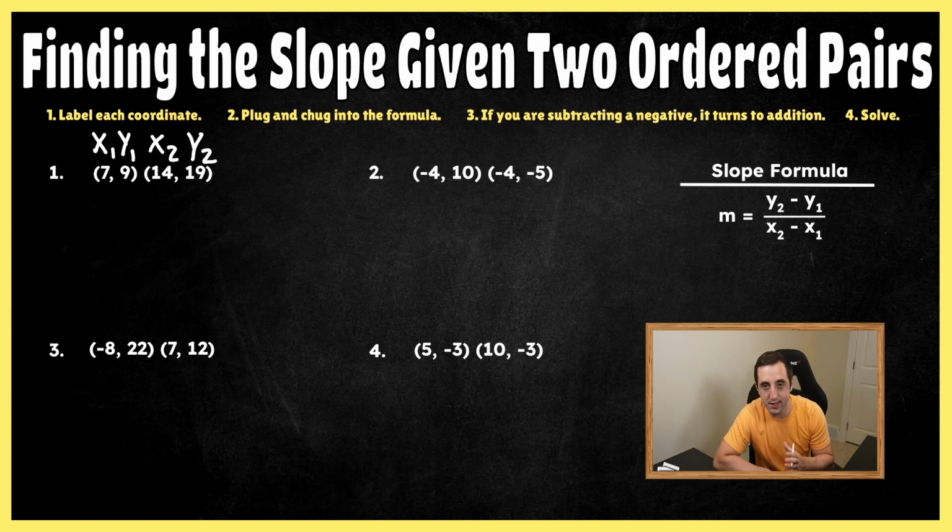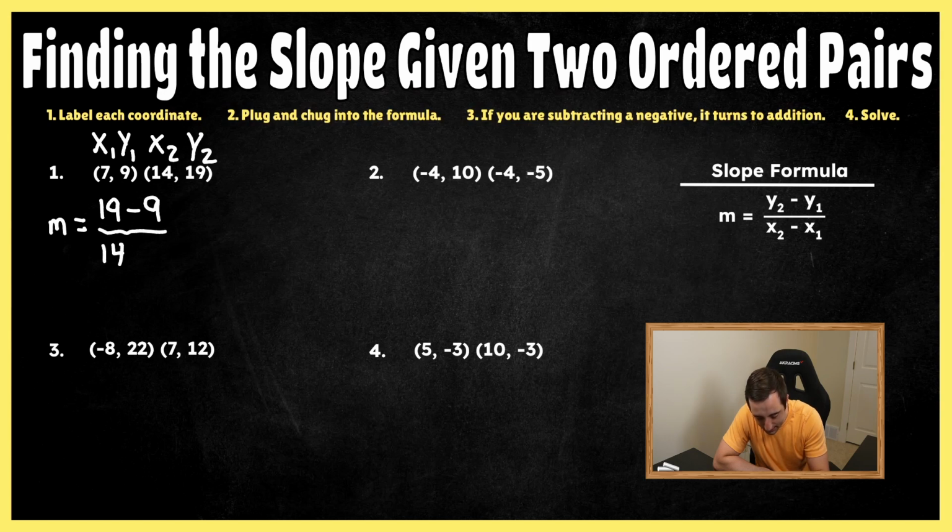And now it's as easy as plugging and chugging into this formula. So it's set up for you already. You know where y2 goes. You know where x2 goes. You know where x1 goes. So let's go ahead and do that. So we have m equals y2 is 19. So we're replacing y2 with 19 minus y1, which is 9, all over x2, which is 14, minus x1, which is 7.